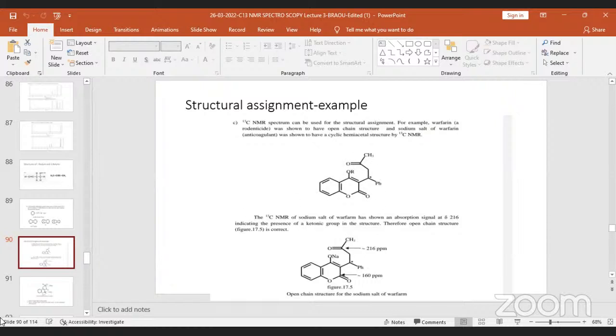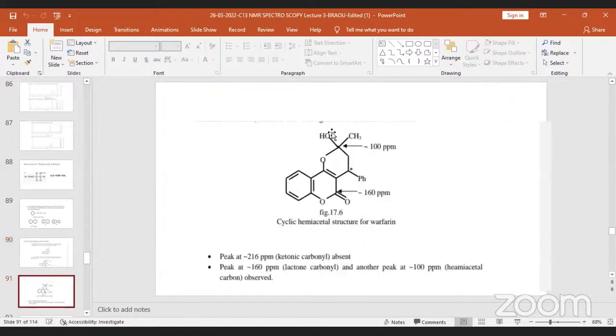I'm showing you the structure, this one. This is the hemiacetal structure, and actually this was confirmed. Warfarin shows signals like this: 100 ppm, 160 ppm, and the rest are all the same. The rest of the structure is the same for both. Only here there is a difference.